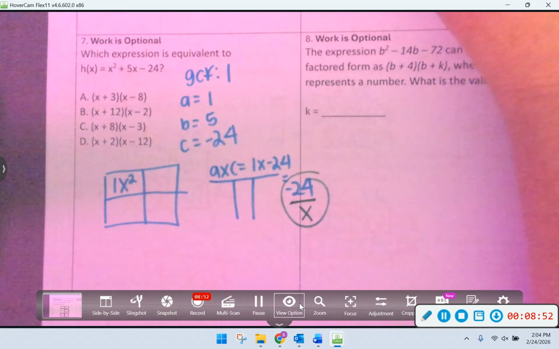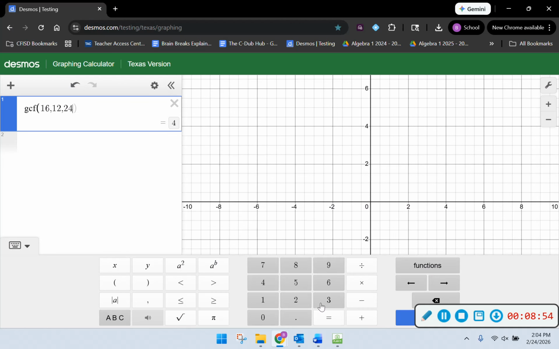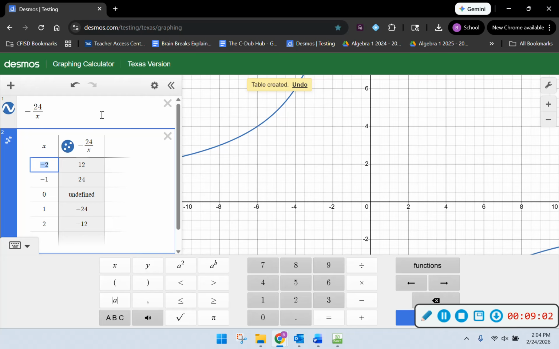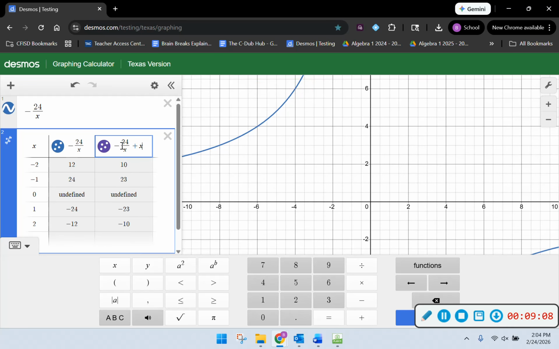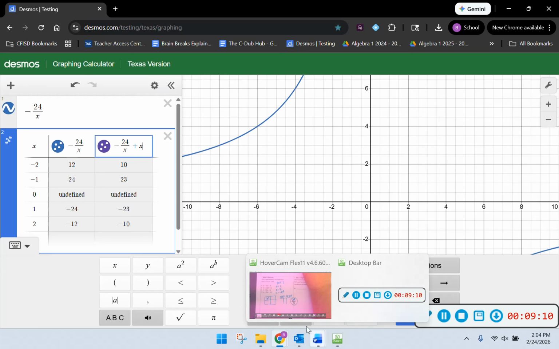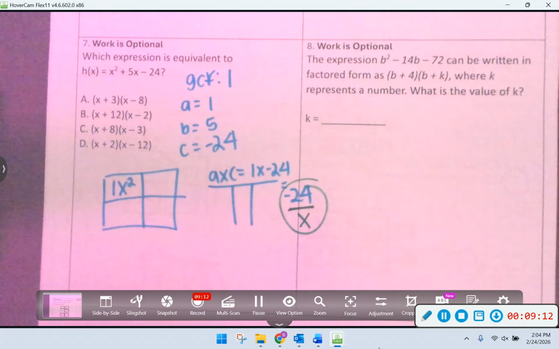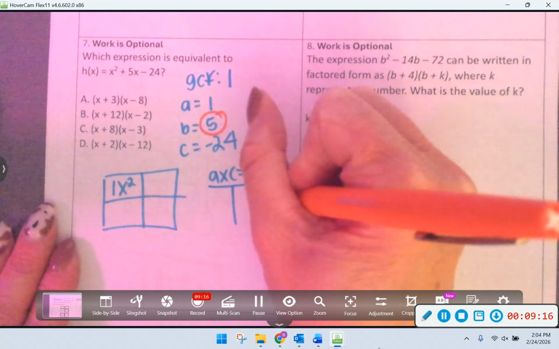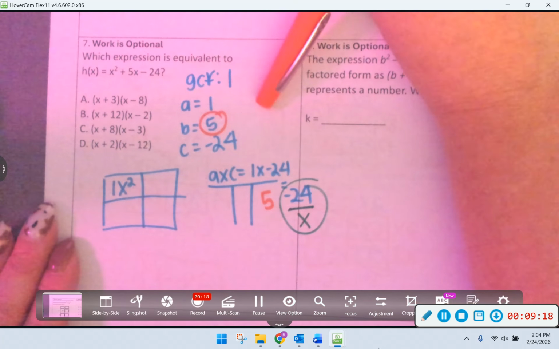All right, so I'm going to go to Desmos. I'm going to type in negative 24 divided by x, settings table. Negative 24 divided by x plus x. All right, now looking at my paper here, I want to find my B term in the last column, so I want to find 5 in my last column. So I'm going to go back to Desmos.